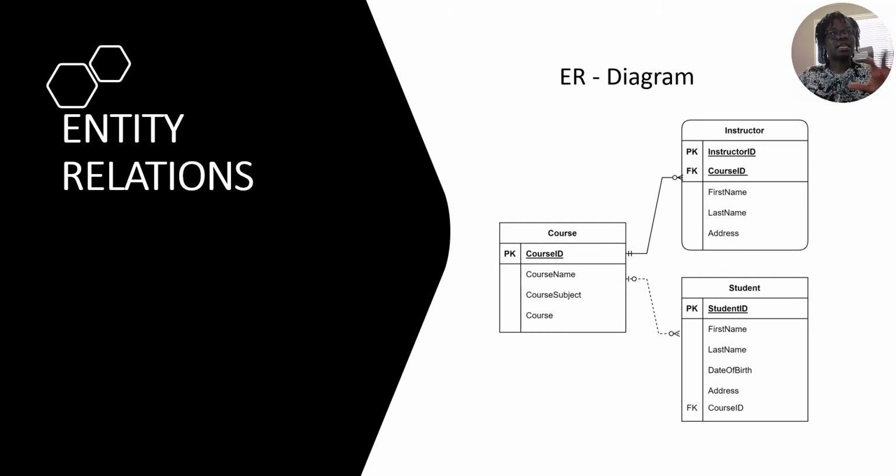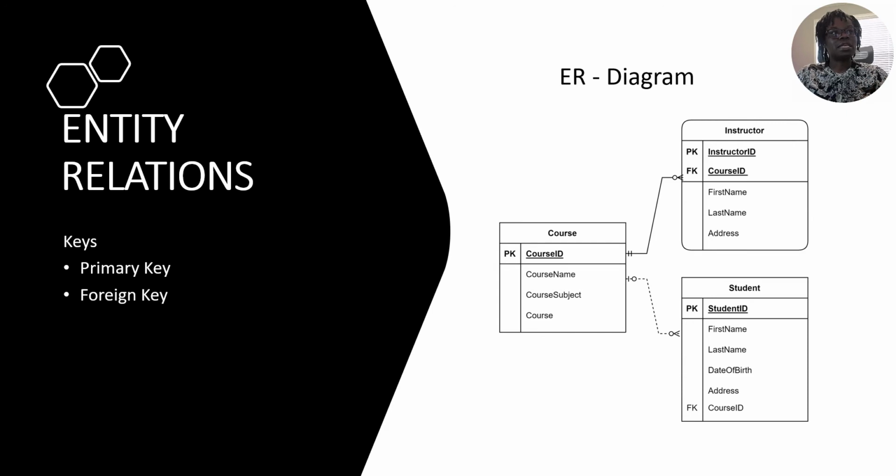Now, what you see here is a crow's foot notation design, which is showing you a more analytical or technical view of the entity relation. By looking at this image, you should be able to determine the type of relationship that exists between the entities. But before we talk about the relationships, let's talk about keys.